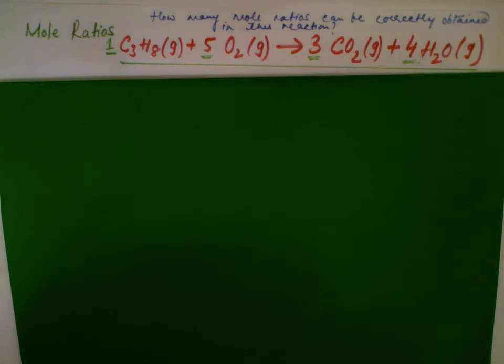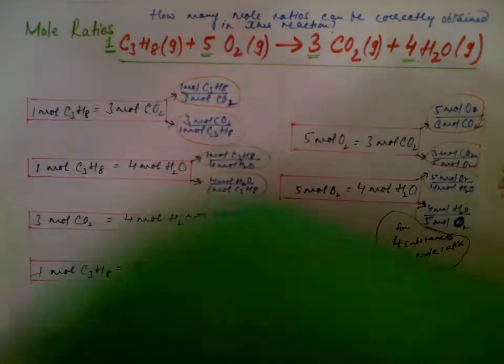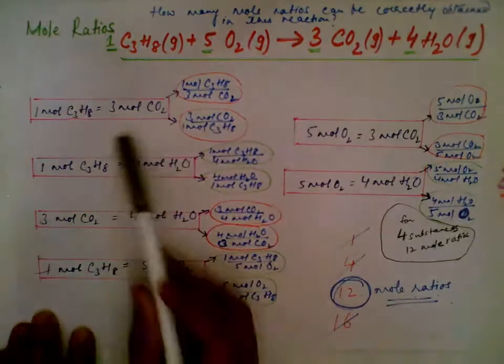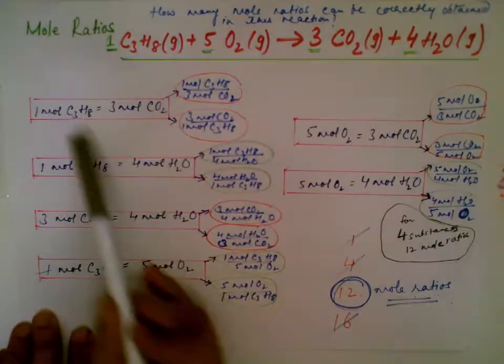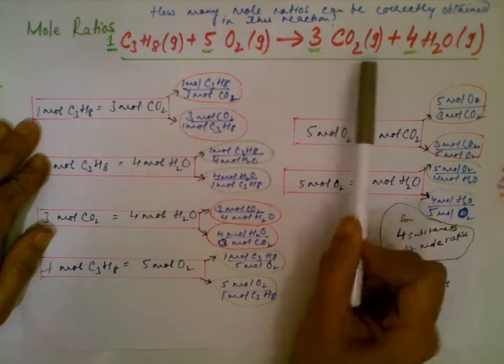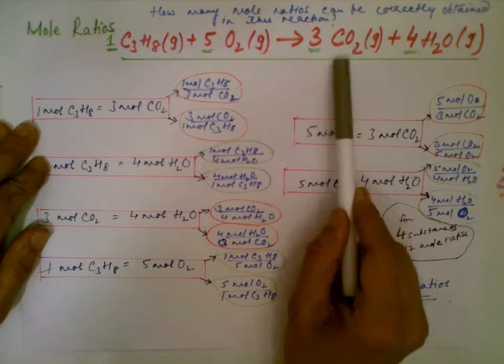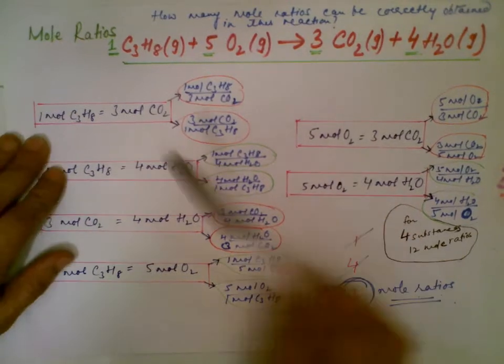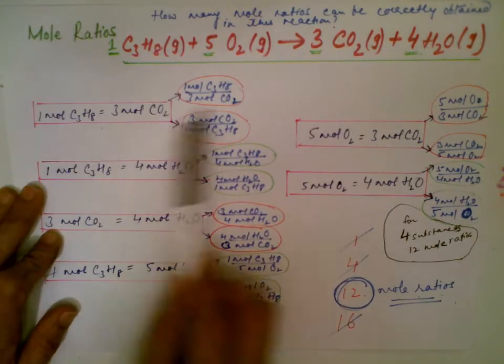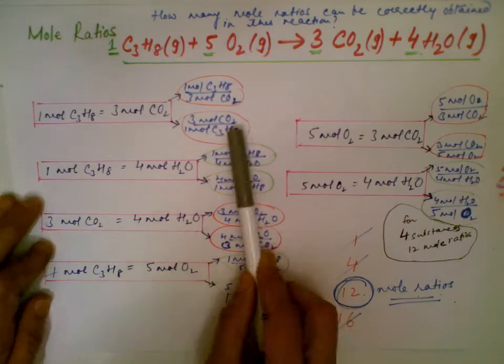Each mole ratio relates the number of moles of one reactant or product to the number of moles of another reactant or product. So here you go, I have everything for you. I'm just going to explain this. For 1 mole of propane consumed, 3 moles of carbon dioxide are produced. Or you can say for 3 moles of carbon dioxide produced, 1 mole of propane is consumed. That is how we are getting these 2 fractions.